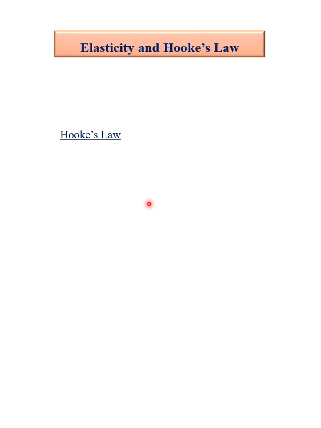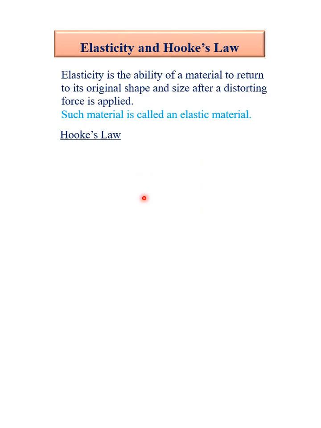Hi guys, let us look at the concept of elasticity and Hooke's law. Elasticity is the ability of a material to return to its original shape and size after a distorting force is applied. And any material that possesses that kind of characteristic is known as an elastic material. Examples include spring and rubber, just to mention two of them.